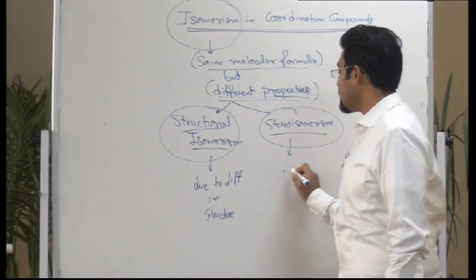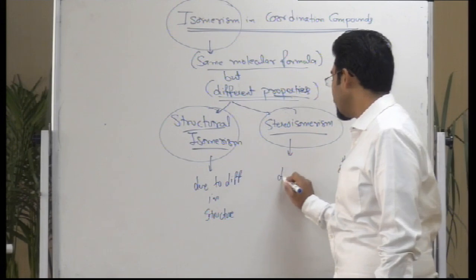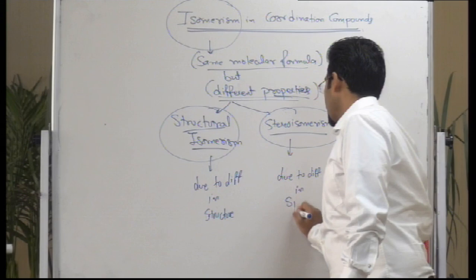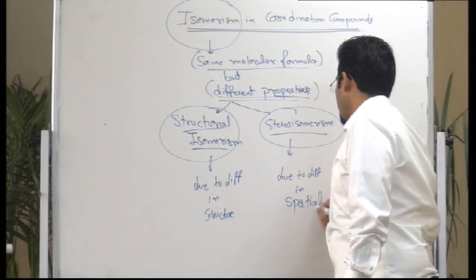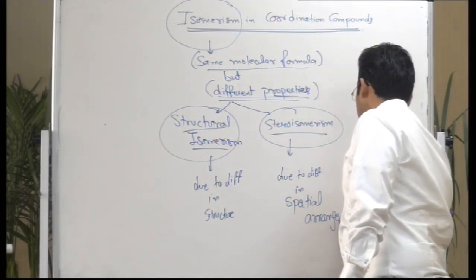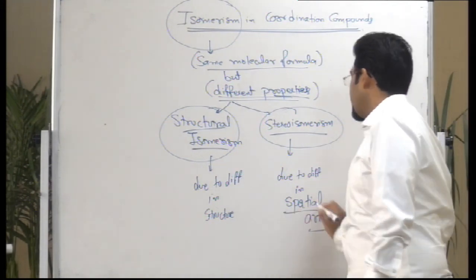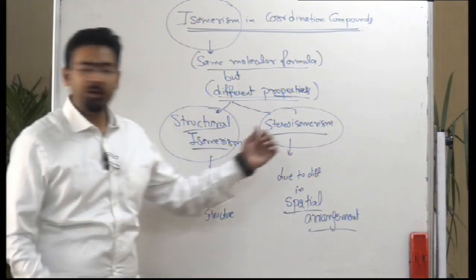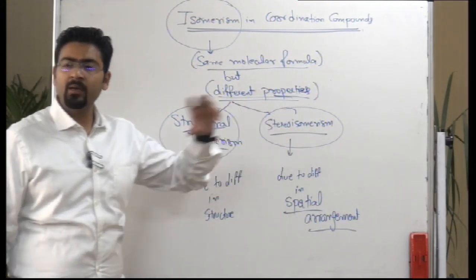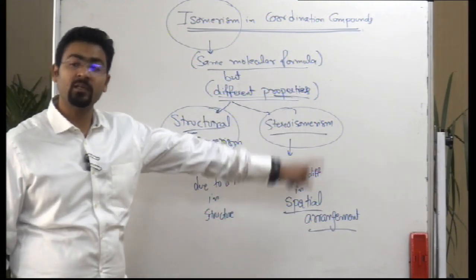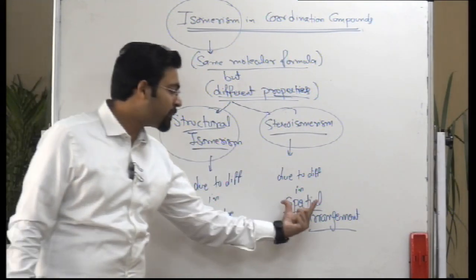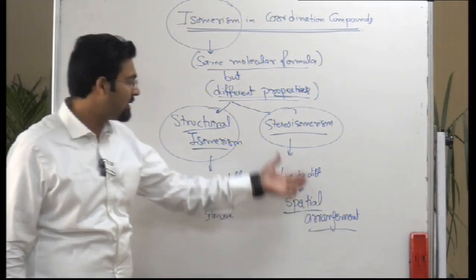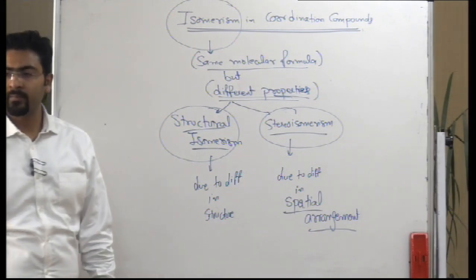And stereoisomerism is the isomerism due to difference in spatial arrangement, that is, arrangement of particles in three-dimensional space. When I'm talking about stereoisomerism and comparing the compounds, they have the same structure, but the arrangement of particles in three-dimensional space is different, and that is the reason why they are showing isomerism, right?